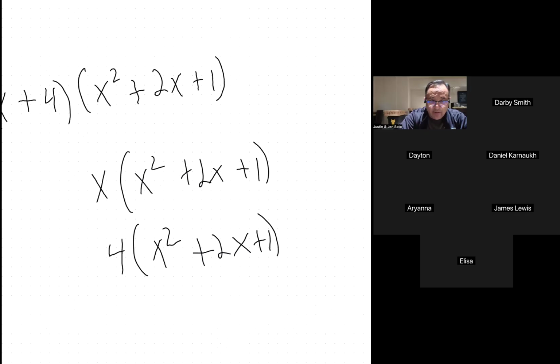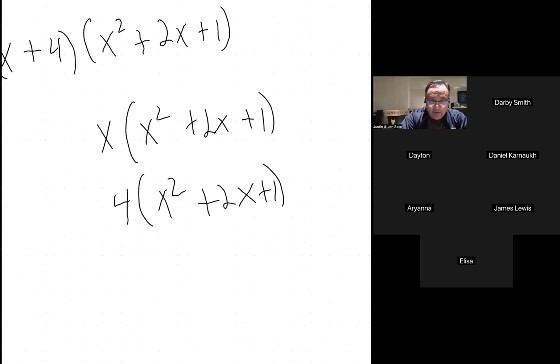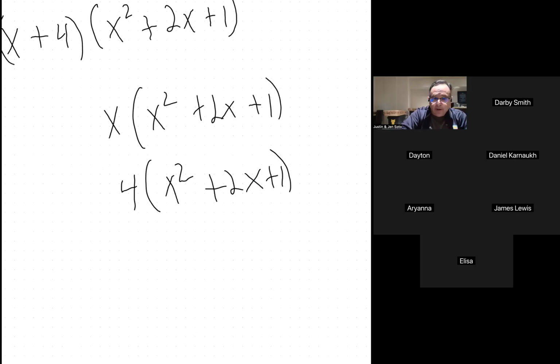These are all positive, so it won't matter. But if they were negative, you have to be mindful of that. So let's just do that. We'll write them all down here, and then we'll combine any like terms we have. x times x squared is x to the third. x times 2x is 2x squared. x times 1 is x.